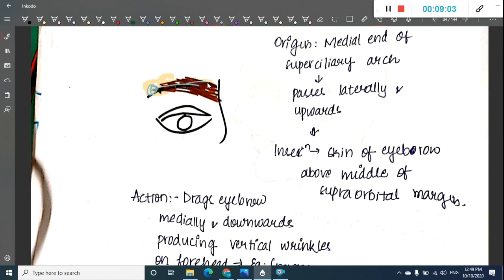It passes laterally and upwards and inserts into the skin of the eyebrow above the middle of the supraorbital margin. So what is its origin? It originates from the medial end of the superciliary notch, and it inserts into the skin of the eyebrow above the middle of the supraorbital margin. So this is about the muscle.